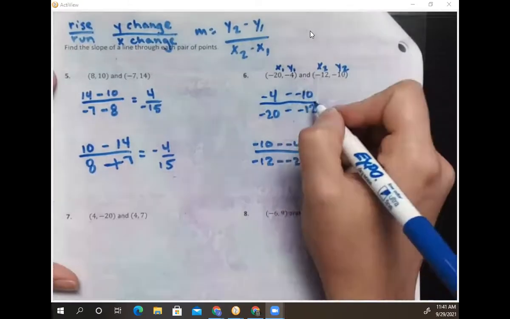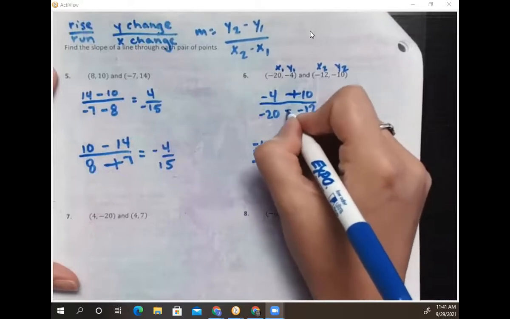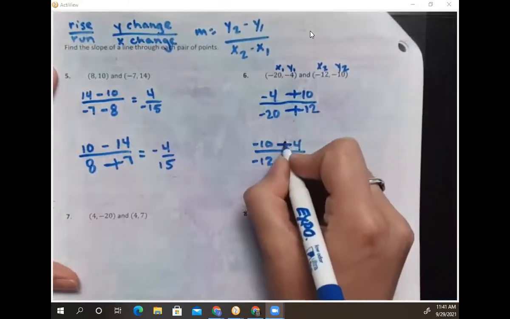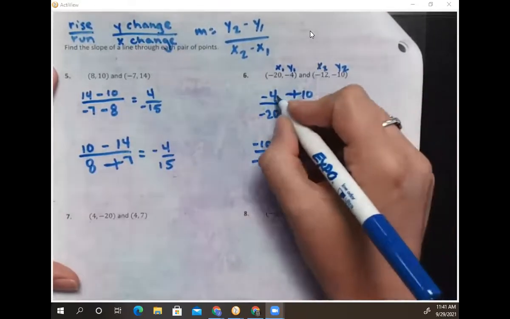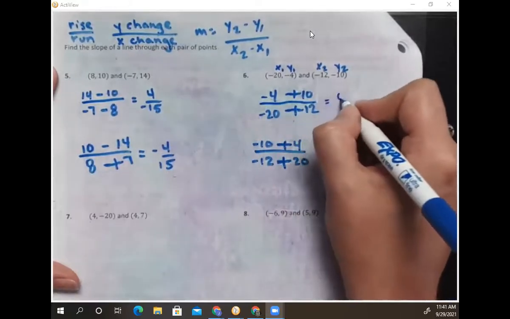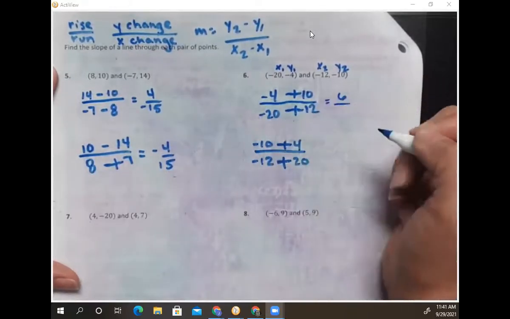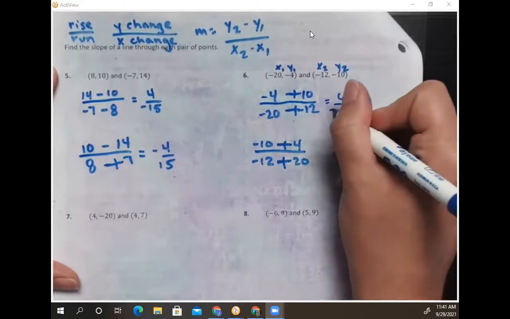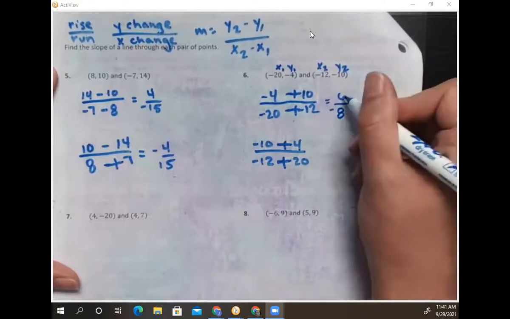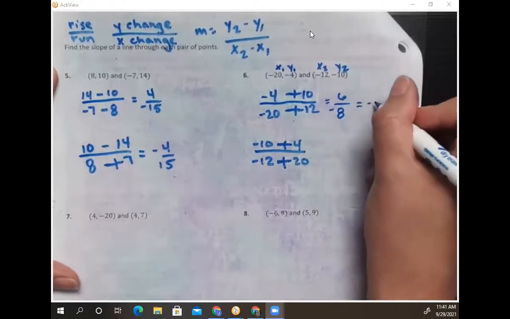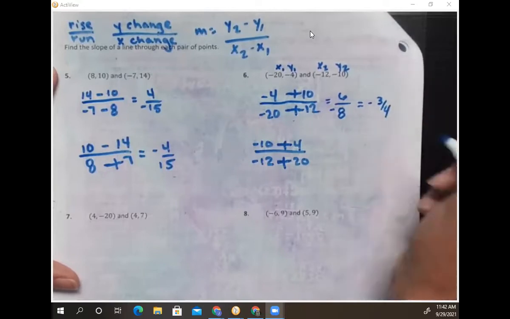I'm going to simplify where I have minus and negative. Remember, that's addition. So -4 plus 10 would be 6. -20 plus 12, that would be -8. 6 over 8, I can simplify to -3/4.